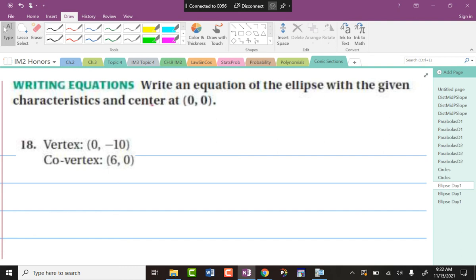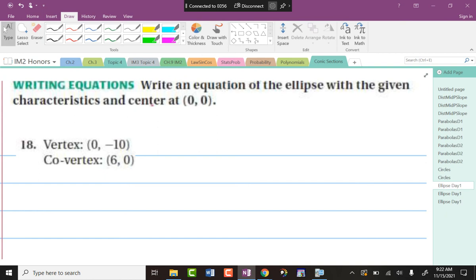Okay, remember what vertex and co-vertex is. Which way is this? Is this short and wide, or is this tall and skinny? 3, 2, 1, go. Good. That wasn't so good first hour. That was much better second hour.